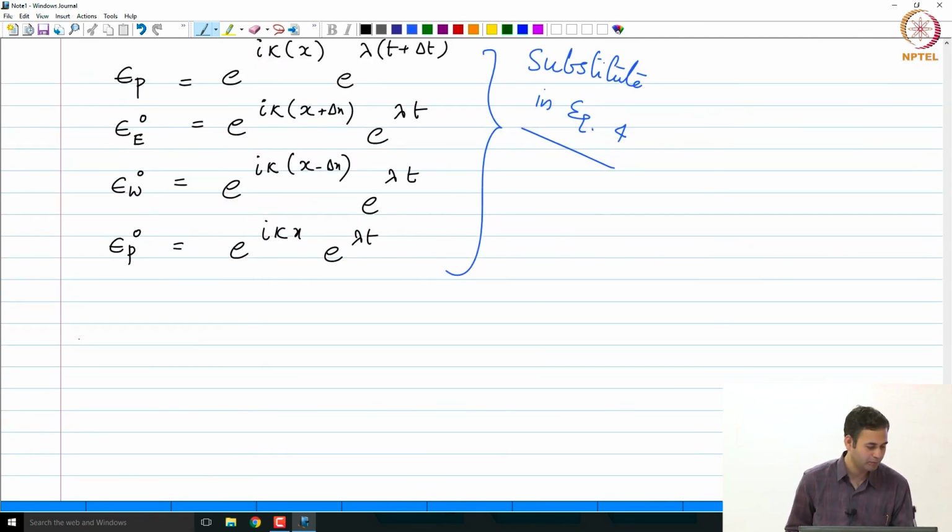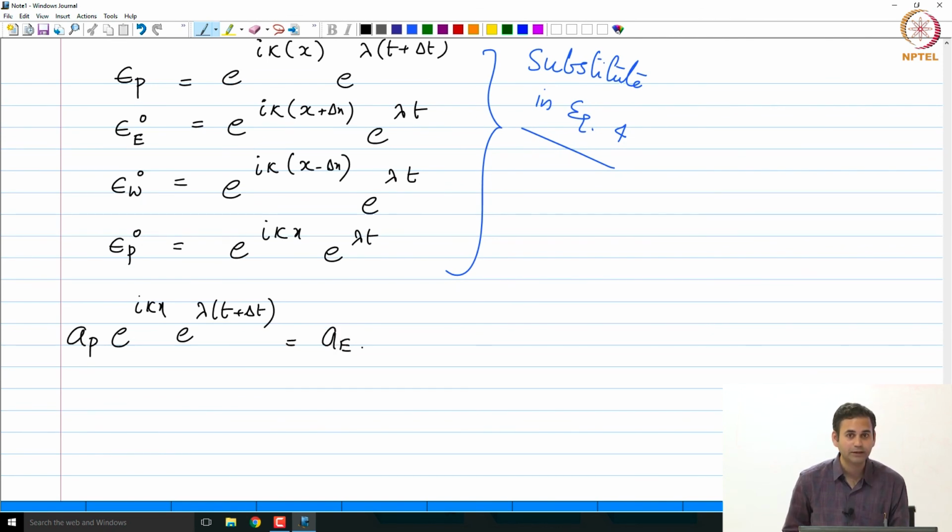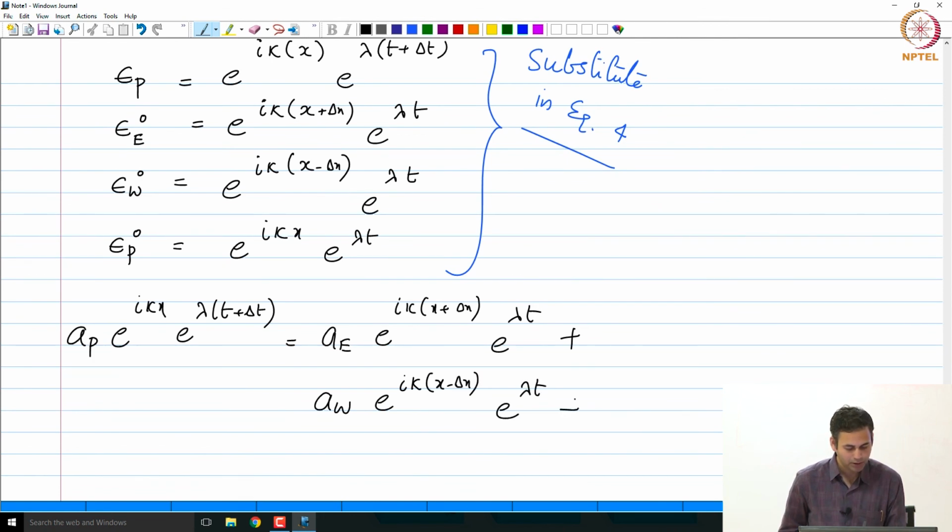what is that we get? A p times epsilon p is e to the power I k x e to the power lambda t plus delta t equals, on the right hand side what do we have? A east times epsilon is 0. So, this is e to the power I k x plus delta x times e to the power lambda t plus A west times e to the power I k x minus delta x e to the power lambda t plus what else? A p 0 minus A east minus A west times e to the power I k x e to the power lambda t.